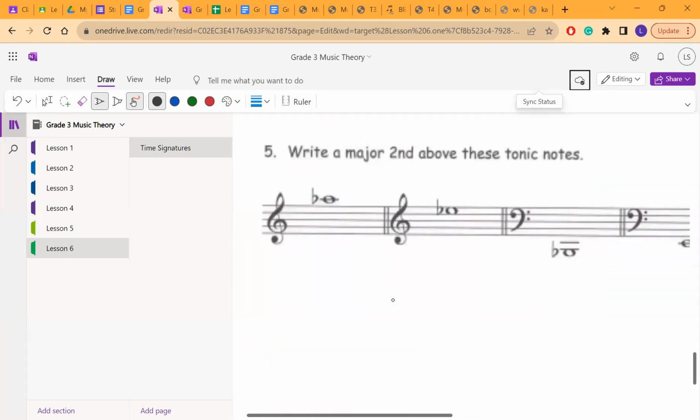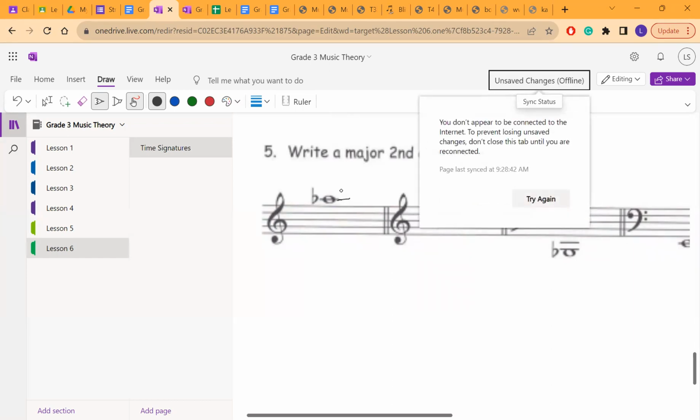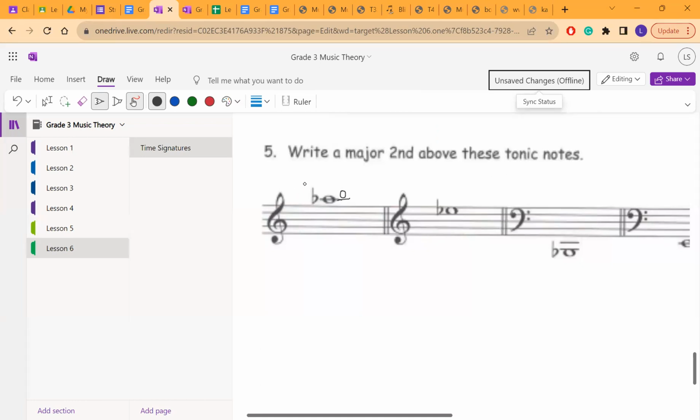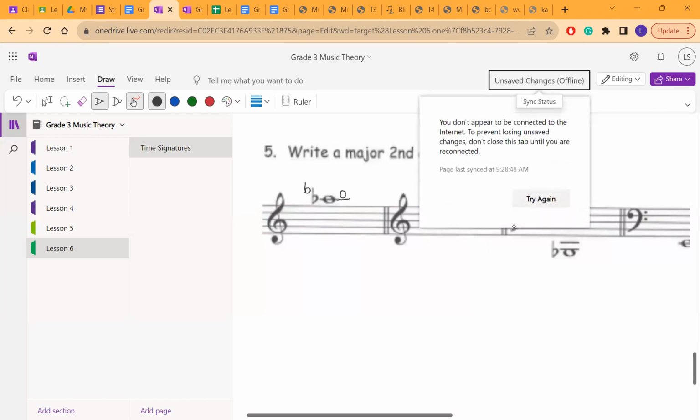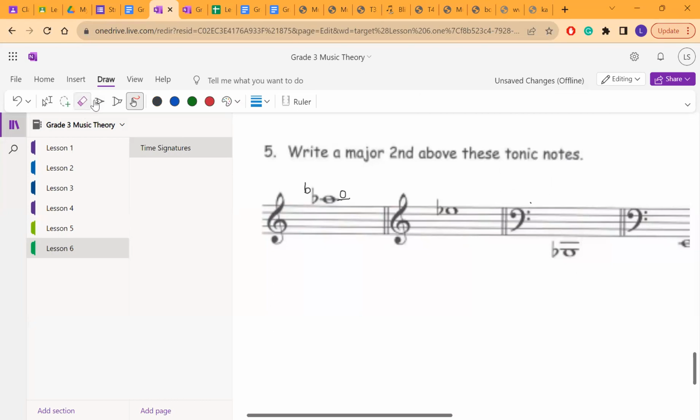Write a major second above these notes. Okay, it's a bit of a weird question. With really close intervals, like a major second, you write them next to each other. I saw a couple of you trying to squeeze a note like that. That's not how you write it. It is a very common mistake though. So with thirds, you can do that, but with seconds, you write them next to each other.